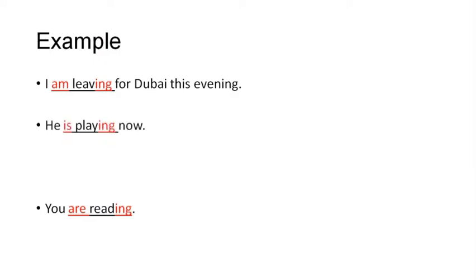Look at the next example. He is playing now. Look at the subject, that is he. Subject means the doer of the action. So he is also singular, so you have to write is in front of the verb, and then add verb plus ing. Playing. He is playing now, the action is happening now. So you have to write it in continuous tense.